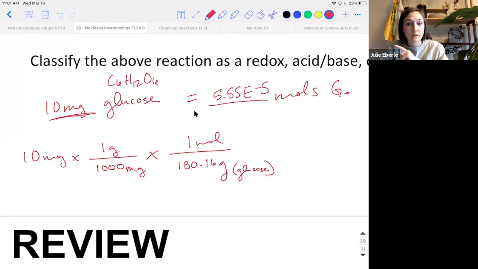Molecules or atoms. Sorry, excuse me. Yes, ultimately, it's how many items are in a mole.